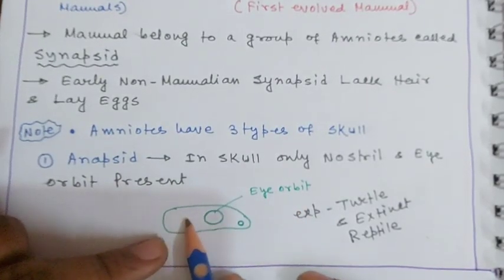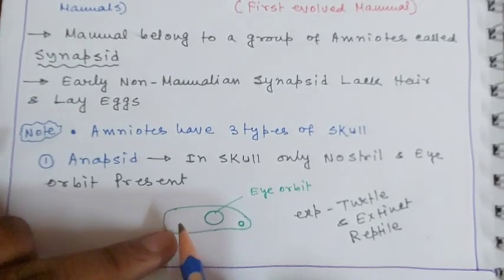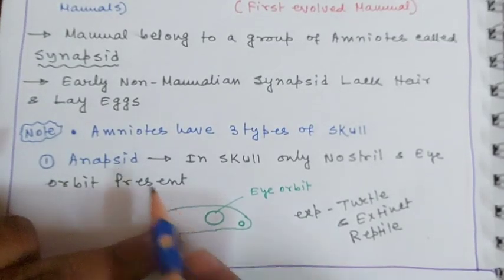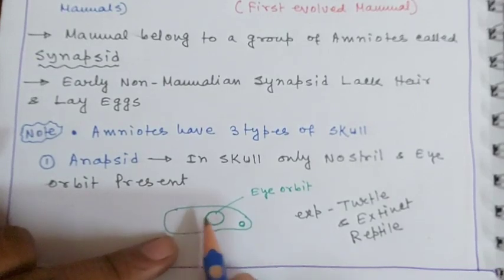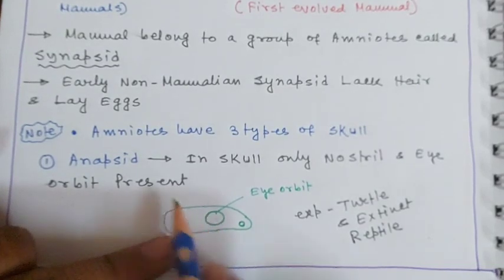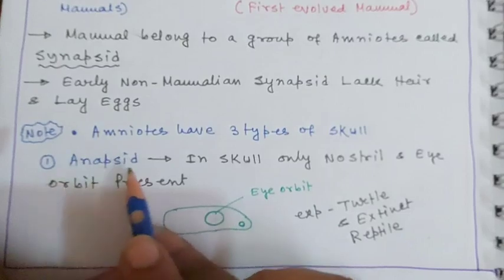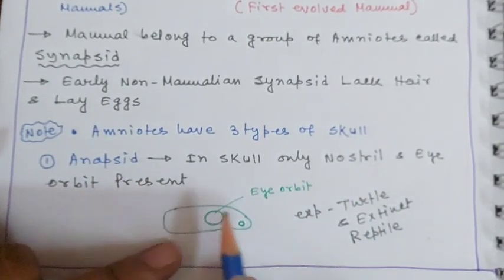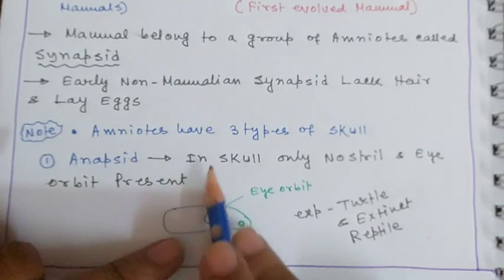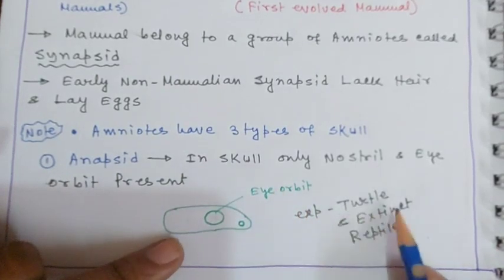And you know, the eyes are located in the eye orbit. Just behind the eye orbit, usually the temporal fossa or the fenestra are present, but in the Anapsid type of skull, there is no temporal fossa or fenestra just behind the eye orbit. So this type of skull is called the Anapsid type of skull. In the skull, only the nostril and the eye orbit are present. There are no temporal fossa. This type of skull can be found in turtles and extinct reptiles.